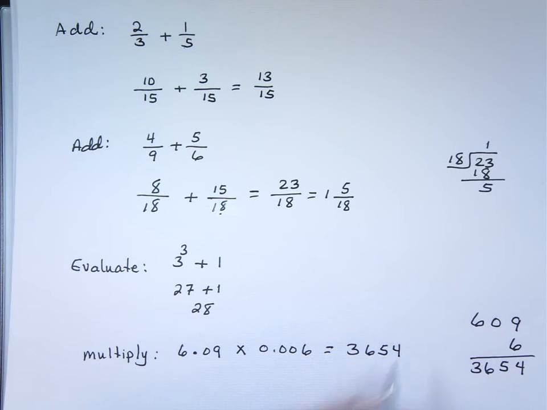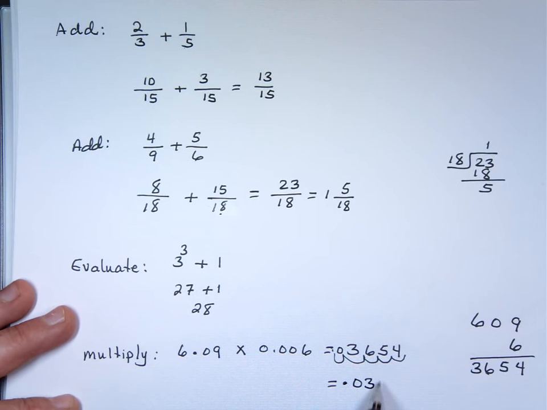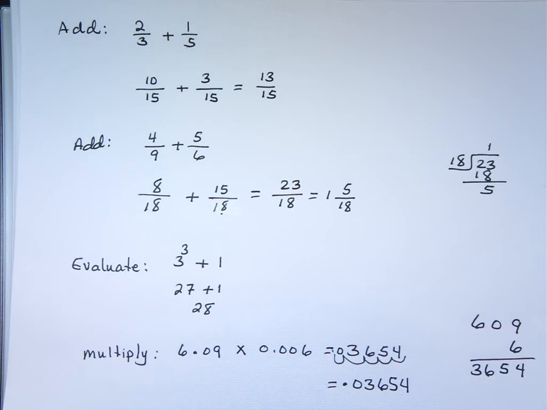Now wait a minute. We got to move the decimal point 5 places. Start from here. 1, 2, 3, 4, 5. So it should have been what? 0.0364. You got to move it 5 places. Why 5? 3 and 2 is 5.